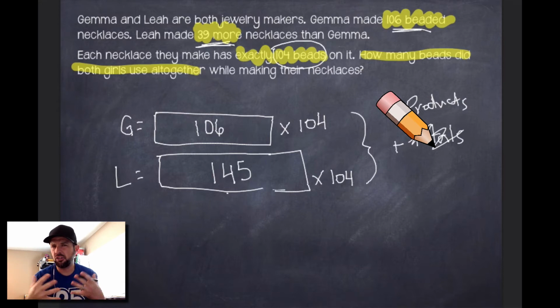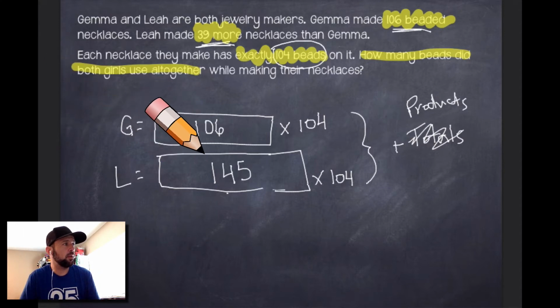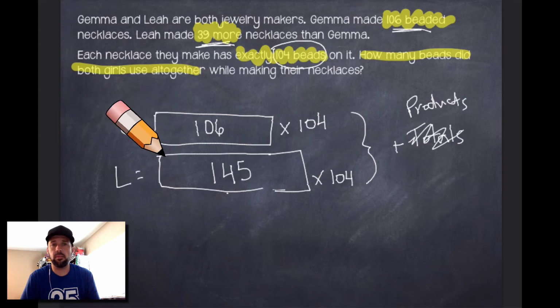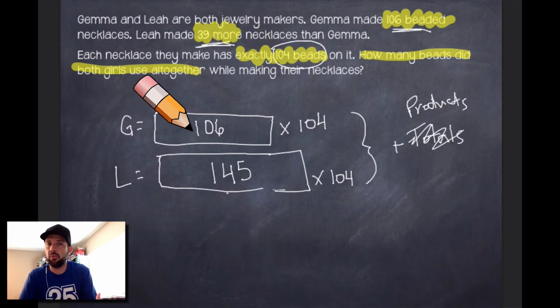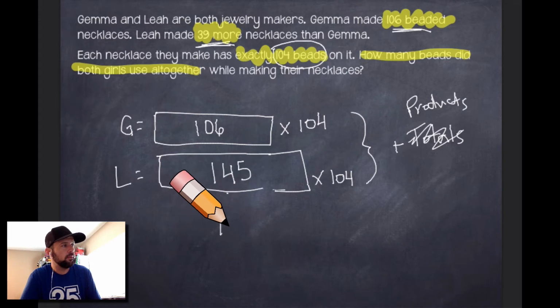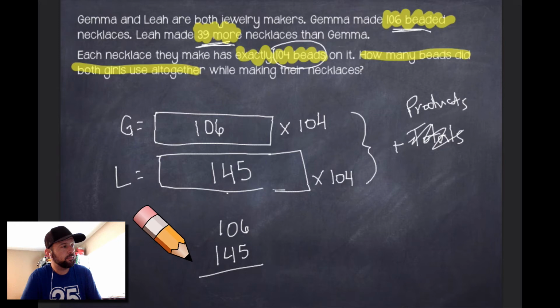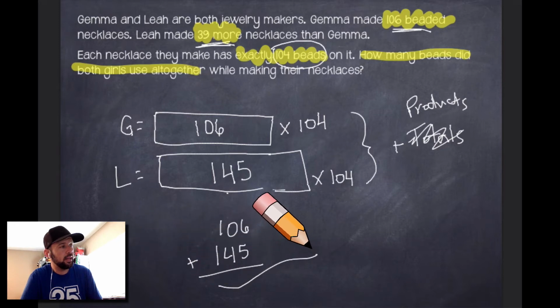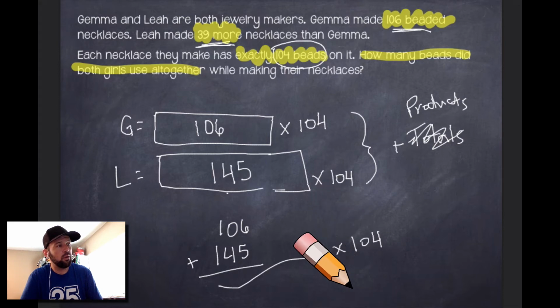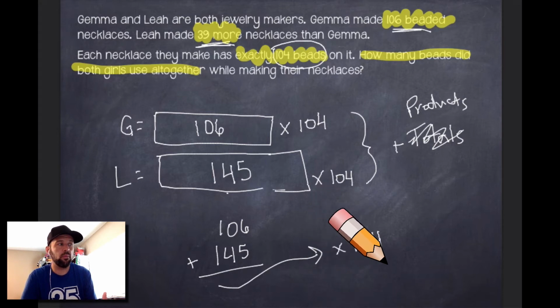Do you guys have another strategy, another idea that we could use to try to solve this problem? Yeah, you're right. Another thing we could do is total up their necklaces first, and then multiply that by the amount of beads they used. So we could find the total, 106 plus 145, and take that and multiply it by 104, and that would give us the total amount of beads used.